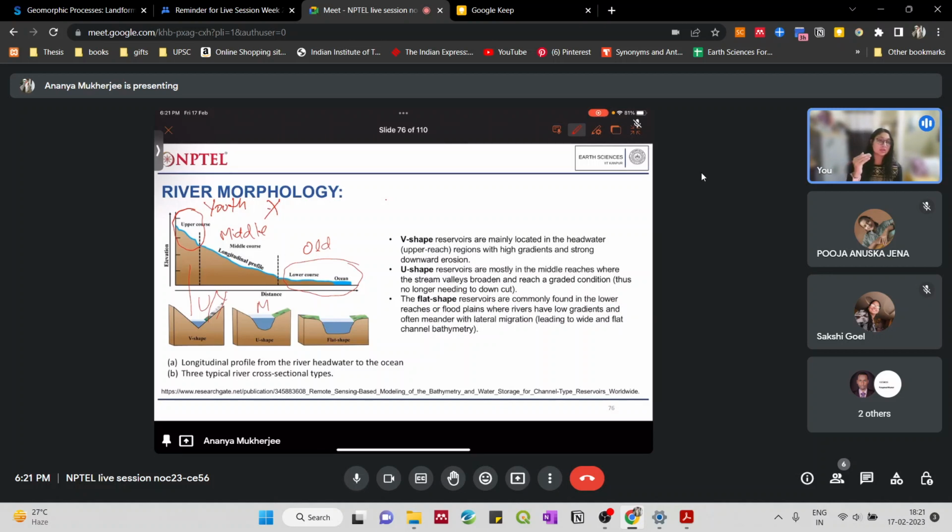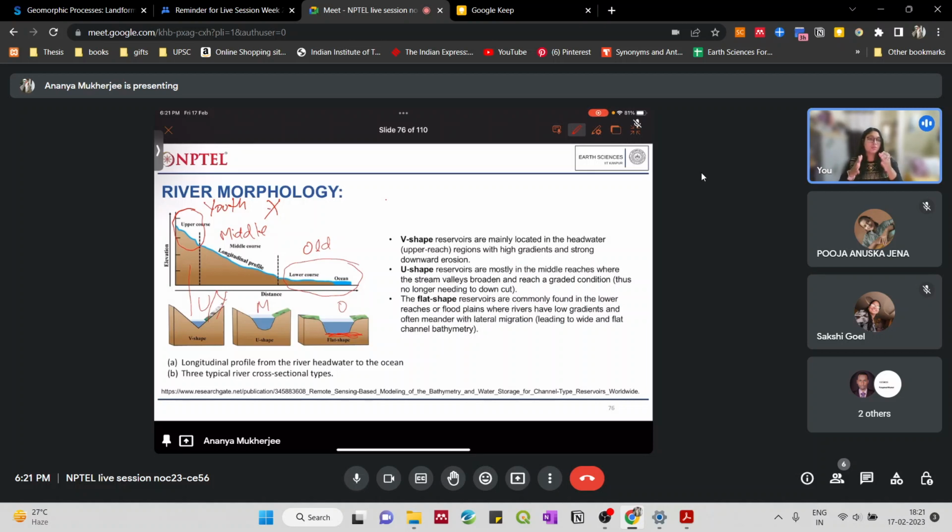And as it reaches the lower reaches or the low elevated region, or when it is approaching the old stage in its lifetime, you will get more of a flat kind of channel bed, okay. So this would correspond to the old stage of the river channel bed, okay. So over here you can see the description is given for the V shape, U shape and flat shape, okay.